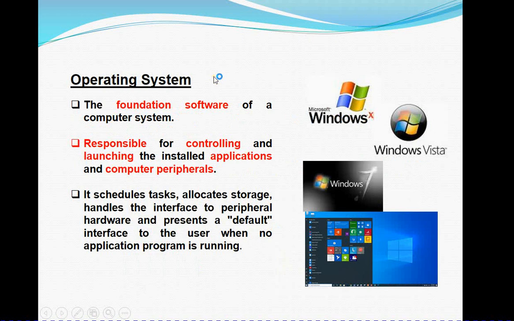The operating system is what holds all the parts together and gives them the set of instructions of what they need to do. The operating system is the foundation software of a computer system, responsible for controlling and launching all of the installed applications to be able to collaborate with your computer peripherals. That is everything that's connected to your computer. It manages your tasks, storage, and handles all the interface with the peripheral hardware.